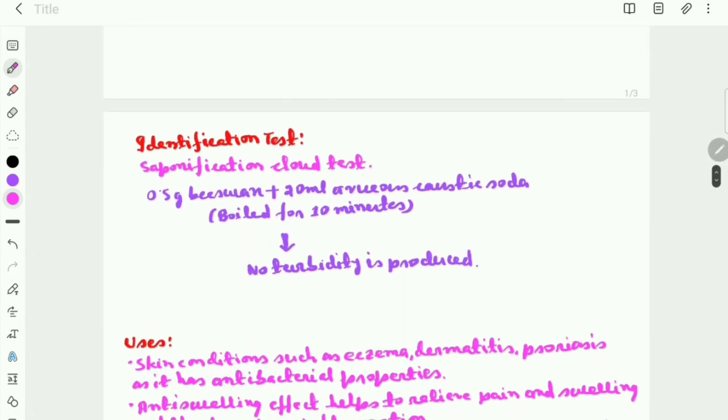Now, identification test. It is identified by saponification cloud test. So, for this 0.5 gram beeswax is added to 20 ml of aqueous caustic soda and boiled for 10 minutes. If no turbidity is produced, then it is indicating of beeswax.